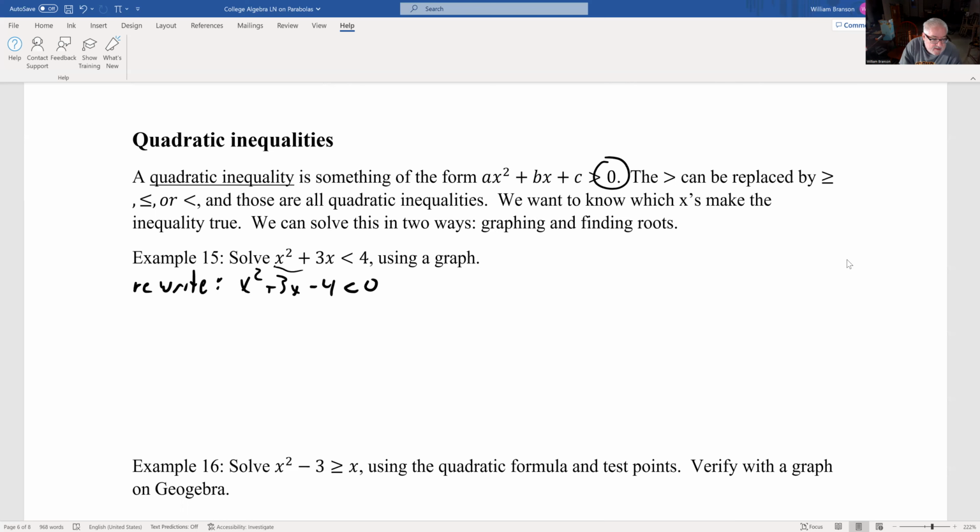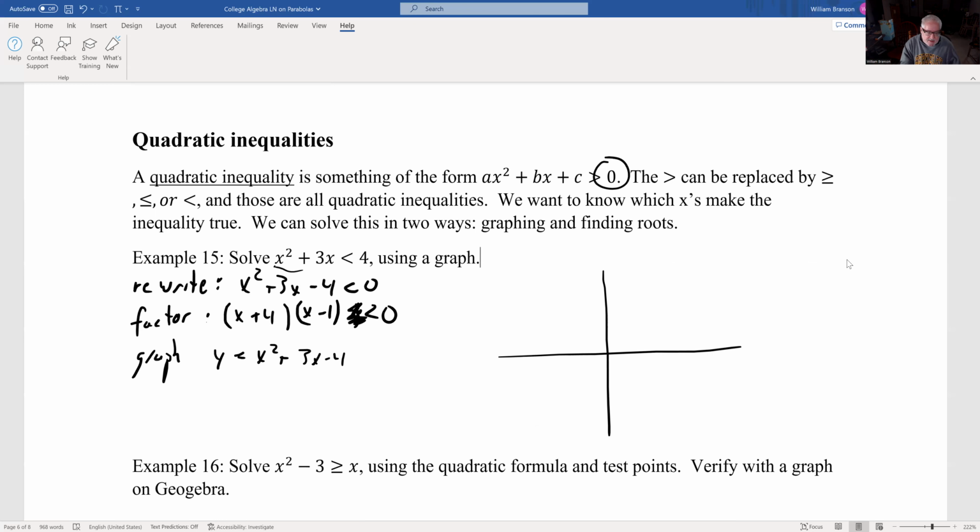So if we graph y equals x squared plus 3x minus 4, what do we get? We get a graph that's got an x-intercept at minus 4. That comes from here. That's the root that comes from that one. And an x-intercept at 1. That comes from this one. And the y-intercept is actually also at minus 4, because if you plug in 0, you get minus 4. So our y-intercept is down here.